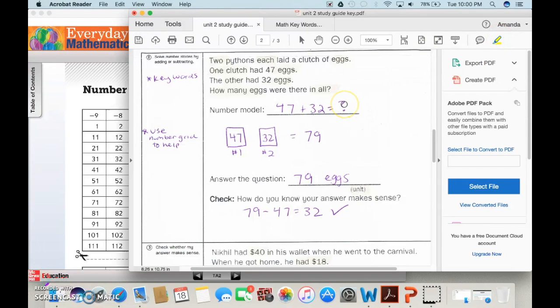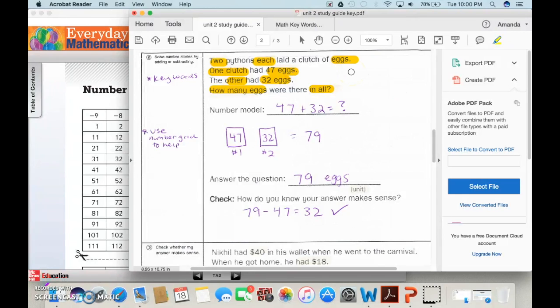Now we have some word problems. 2 pythons each laid a clutch of eggs. One clutch had 47 eggs. The other had 32 eggs. How many eggs were there in all?